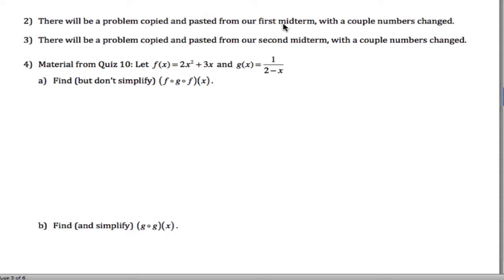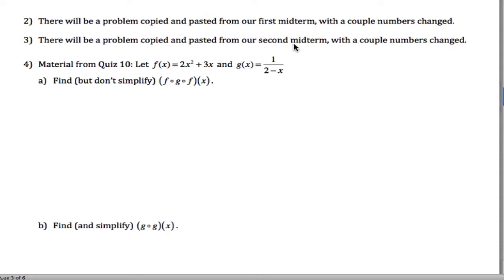Number 2, I didn't put a number 2 on here. I'm just saying, look at your first midterm. I'm going to copy and paste one of the problems. It won't be the true-false problem, so one of the remaining ones. Change a couple numbers just so you can't memorize the answers, and put it in exactly the same. Not going to change any of the concepts, not going to change any of the layout. It'll be a problem you'll recognize from your first midterm.